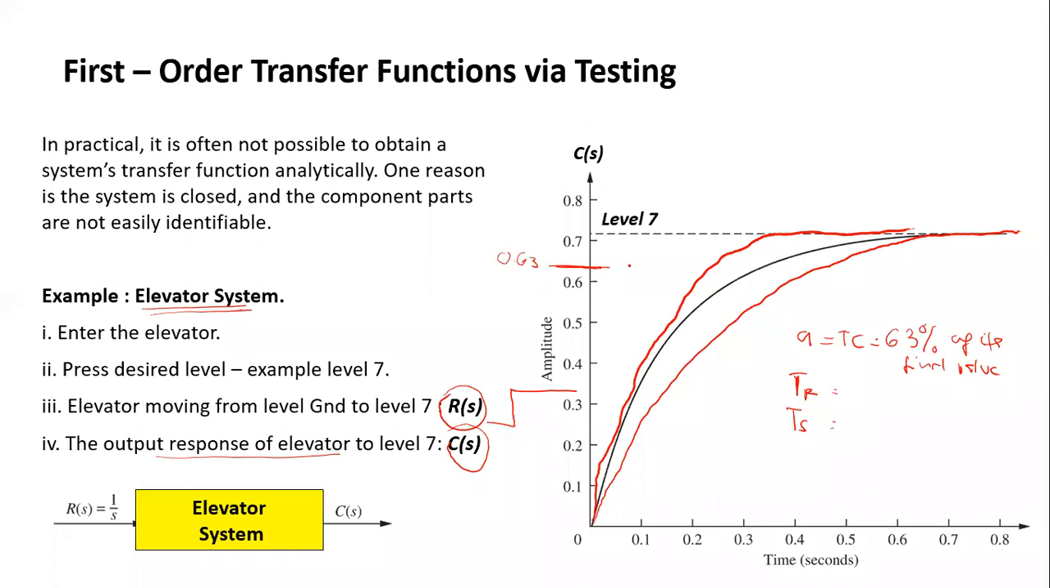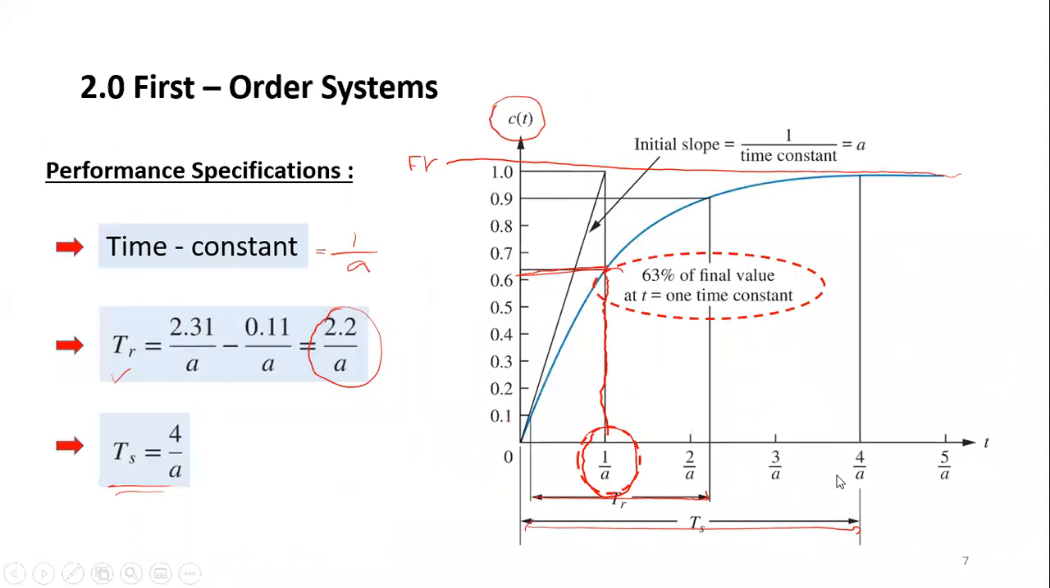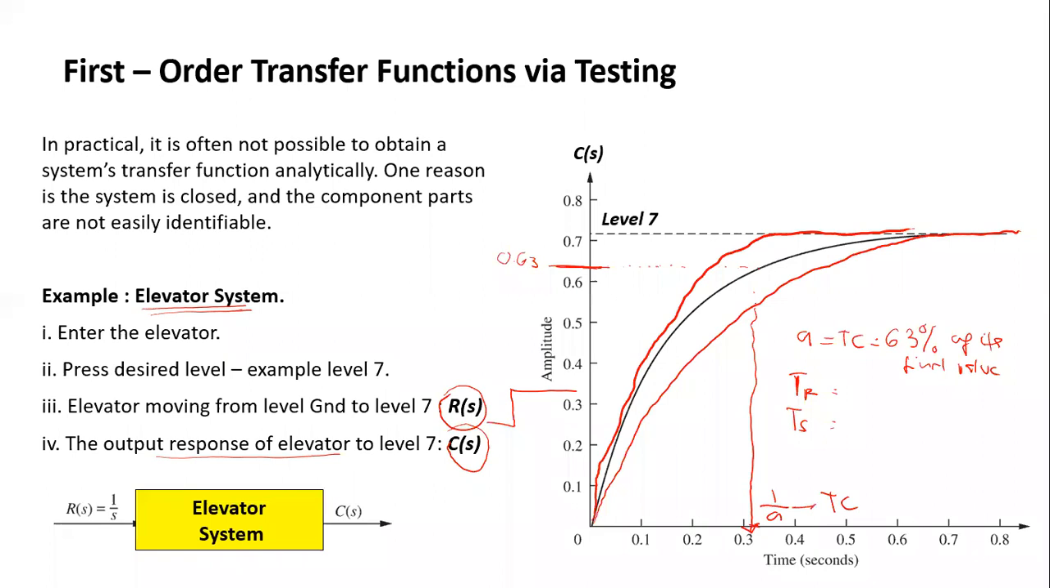If you map it here, I use the black line here, okay? So you bring it down, so you will get the value here, which is 1 over A. So this is the time constant. From that time constant, we can look back: from the time constant 1 over A, we get TR equals 2.2 over A, and TS is 4 over A.